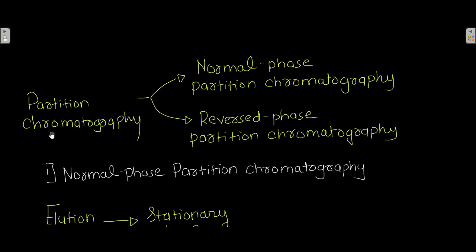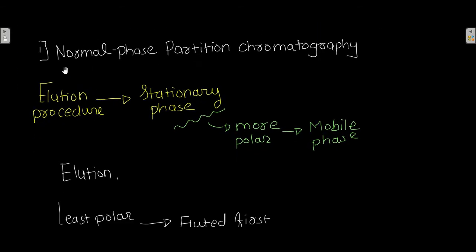Now this partition chromatography is also divided into two types. The first type is normal phase partition chromatography, and the second type is reversed phase partition chromatography. Normal phase and reversed phase partition chromatography are the two types of partition chromatography. Now let's look at normal phase partition chromatography.